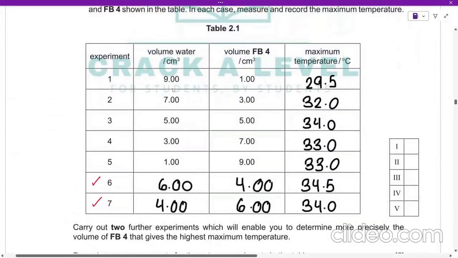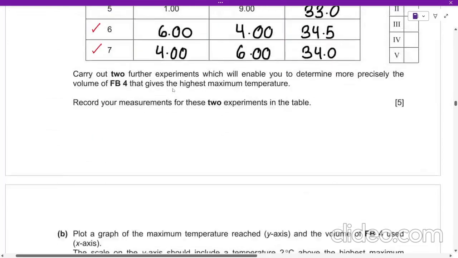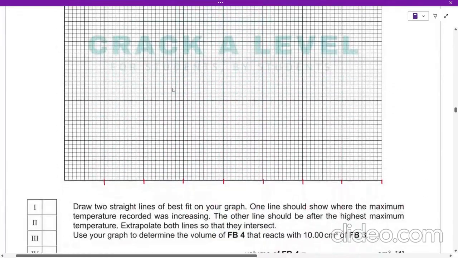Now let's check the FB4 range. FB4 is from the highest, 9, and the lowest, 1. So we can just take it to 10. So how many boxes do we have? 1, 2, 3, 4, 5, 6, 7, 8. So let me just think about what we could actually do. Can we take it to 10?